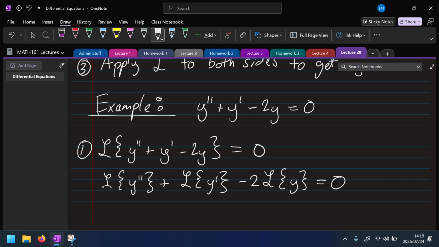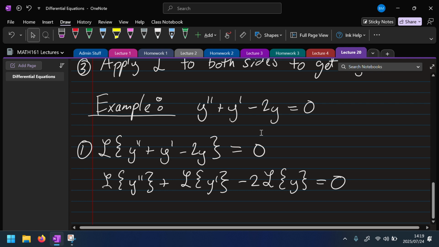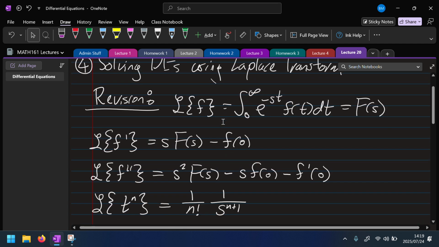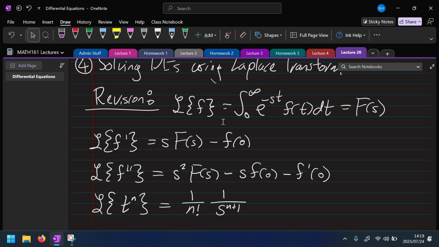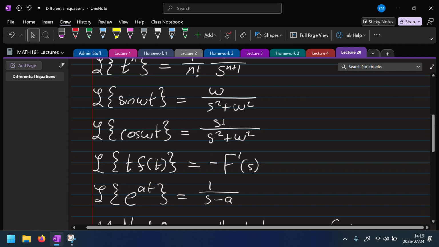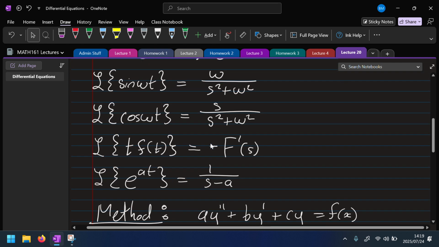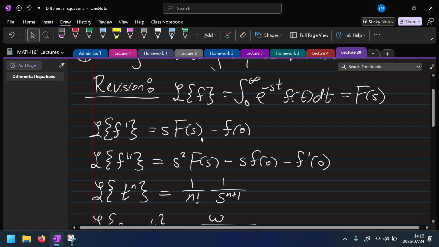Now, for the first one, the Laplace transform of the second derivative, we go up a little bit. There we go, second property there. The Laplace transform of the second derivative is going to be that right-hand side. And then the second term here is the Laplace transform of the first derivative. Go up a little bit here. We see that's going to be this right-hand side here.